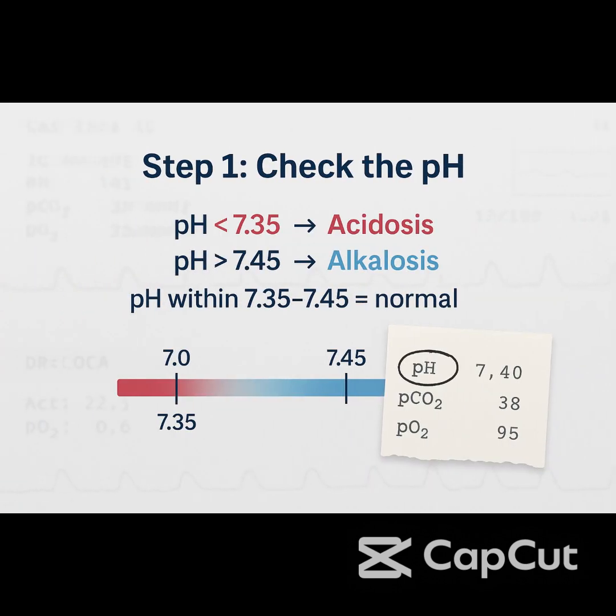Step 1, you're going to need to check the pH. A normal pH ranges from 7.35 to 7.45. If the pH is below 7.35, the patient is acidotic. If the pH is above 7.45, the patient is alkalotic. If it falls within normal limits, compensation might be happening, but we'll confirm that in a moment.